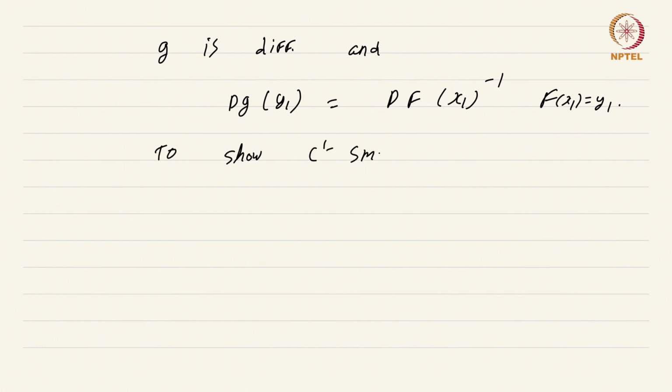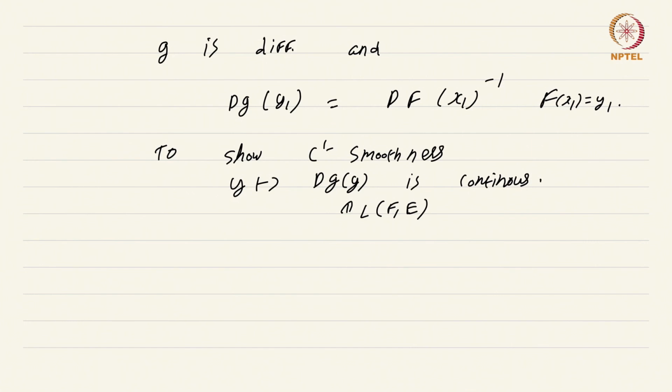To show C1 smoothness, we use that coordinate independent formulation of C1 smooth. We just have to show that the mapping y goes to dgy is continuous, where we treat the codomain as L(E,F). In this case, it's just Rn and Rn. Okay, but what we have is this map dgy can be rewritten as d of f of g of y, inverse. Now g is continuous, f is certainly continuous, this whole thing is therefore continuous, and taking inverse is also continuous.